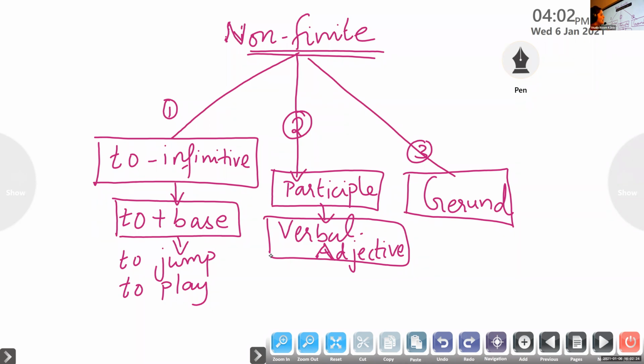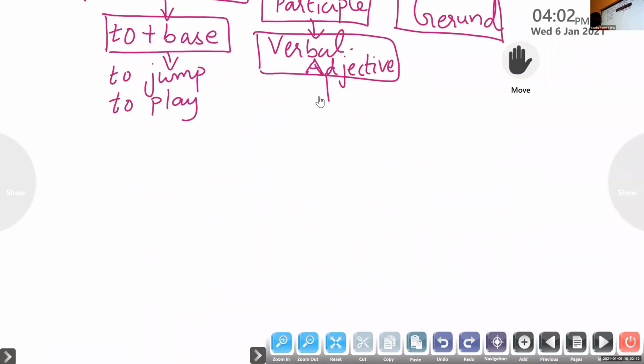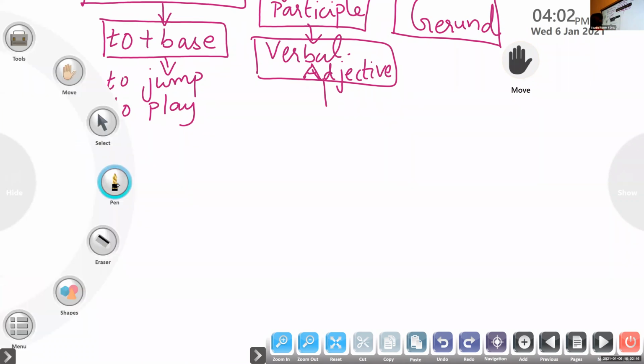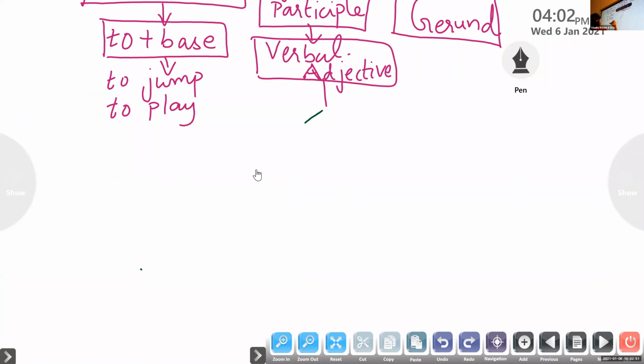Clear? So it is divided again into 2. Let us divide this participle into another 2 subdivisions. See, children, we are going to divide this into 2 again: present participle and past participle. You are familiar with the terms, right? We have past participle and present participle. Draw this flow chart.